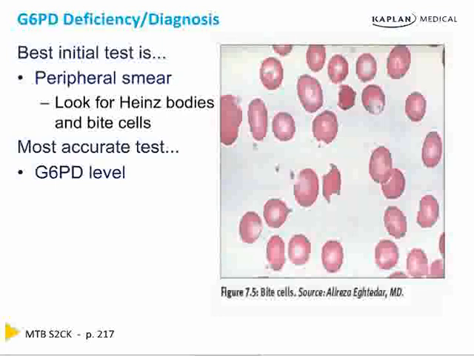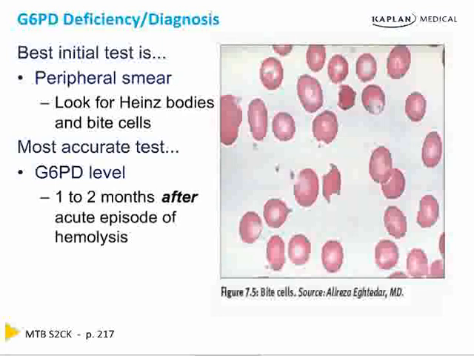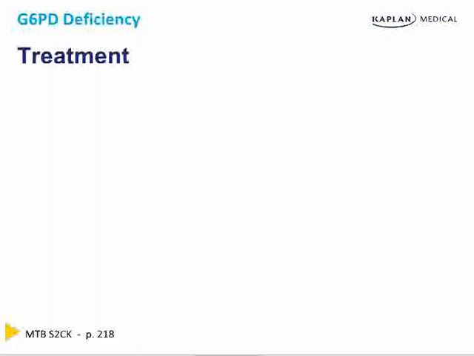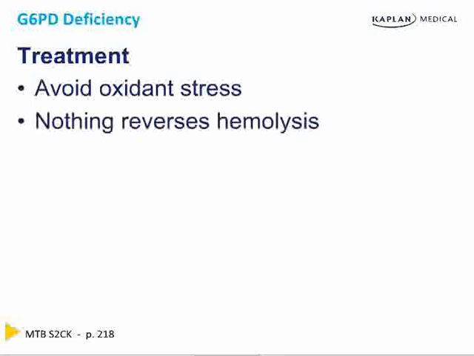The most accurate test is the G6PD level, but not today, rather 1 or 2 months after the acute onset of hemolysis. On the day of your hemolysis, the G6PD level will look normal because the most deficient cells will be destroyed. There is no specific therapy to reverse the oxidant stress of hemolysis. You can do nothing except avoid the next episode; nothing reverses it, just make sure it doesn't happen again.